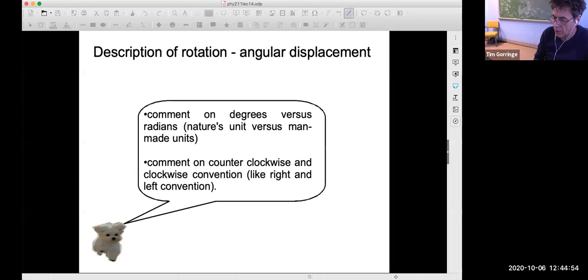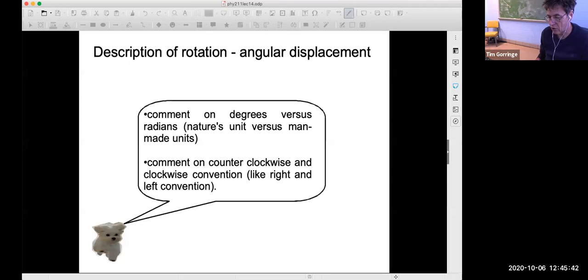Let me just make a couple of comments here. One comment is about these units. We'll use a variety of units for the amount something has turned. Sometimes we'll use degrees, sometimes radians, and sometimes complete turns, or what we call revolutions. Degrees are really a man-made unit. Humankind has come up with the idea of degrees. Radians, on the other hand, are a more natural unit, a kind of nature's unit for angular displacement.